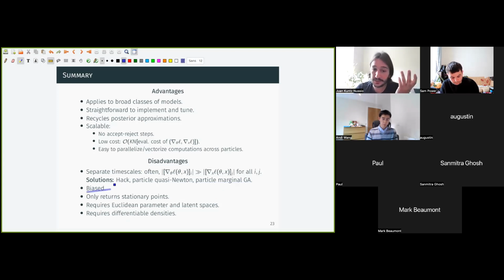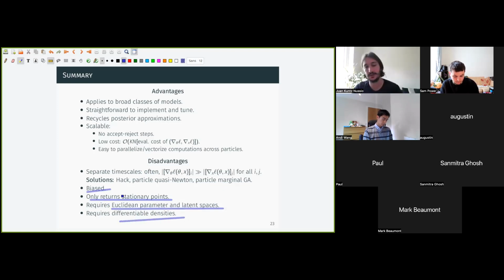Aside from that, they're biased. As I mentioned, you only get stationary points. And there are restrictions on the type of problems you can deal with: Euclidean parameter and latent spaces and differentiable densities, and it's not hard to find models that don't satisfy these things. But it's also not too difficult potentially to tweak these methods to adapt them.